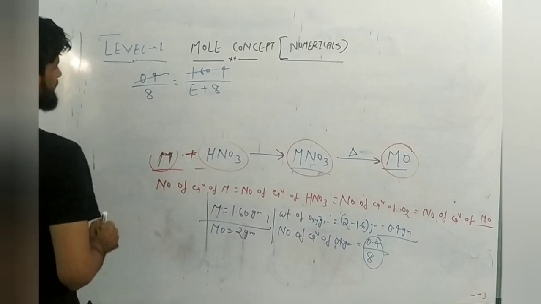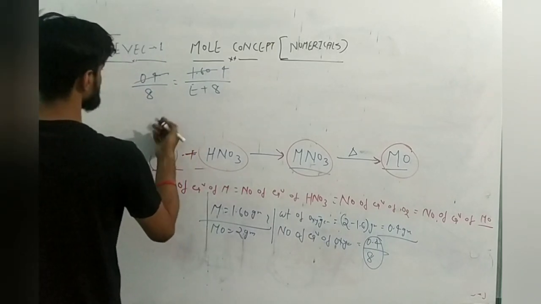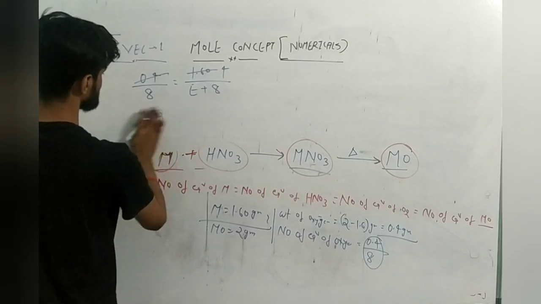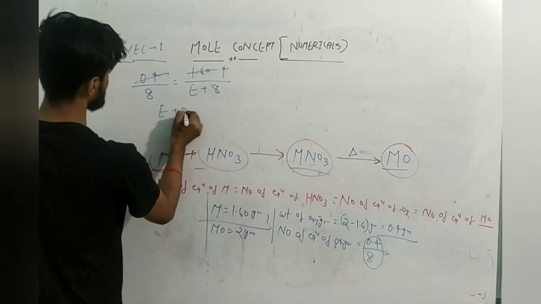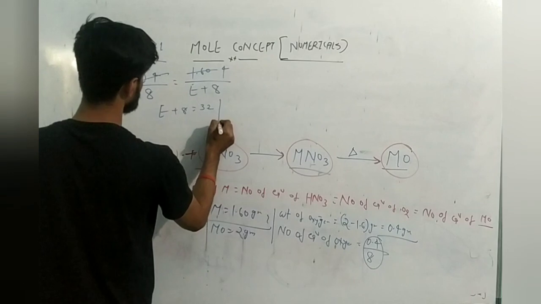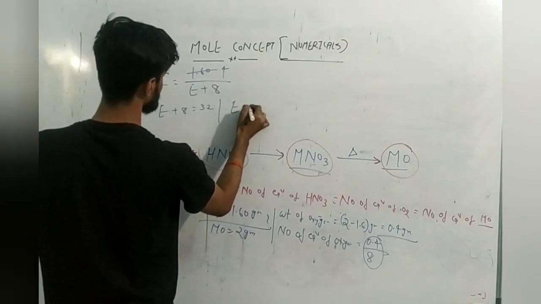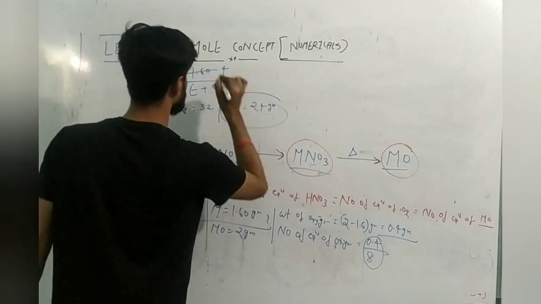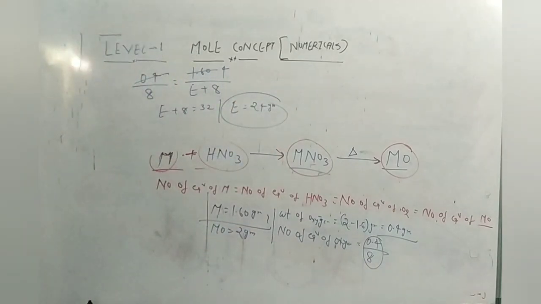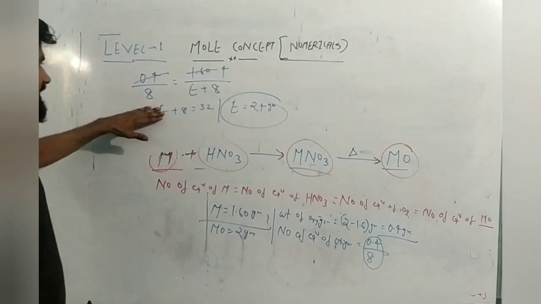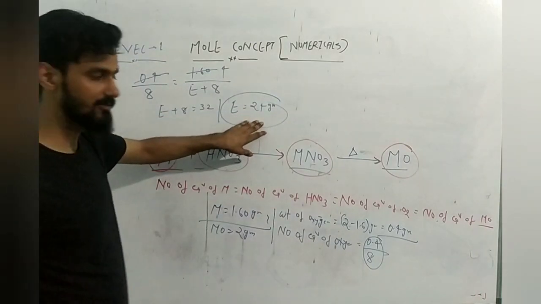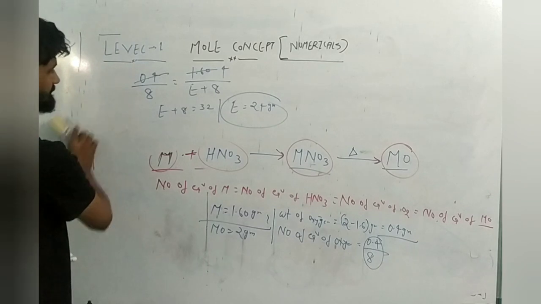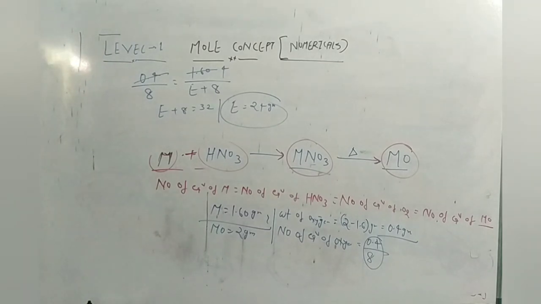If you cancel this out, it gets cancelled in this way. So you will get E plus 8 equals 32. From here you will get E equals 24 gram. So you will get the equivalent weight of the metal equal to 24 grams. In this way you have to solve this numerical. So just write down this question.